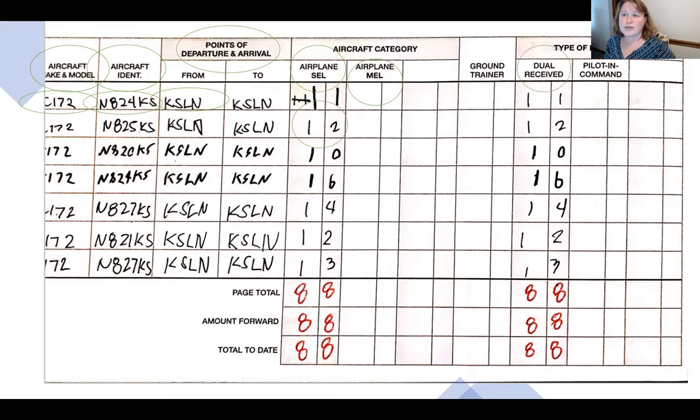Next, you'll see dual received. That is because this pilot was in a co-pilot seat. The pilot in command over here was the flight instructor. The number of hours spent is the same as the number of hours in the previous column. That tells us that this particular pilot was never the pilot in command.